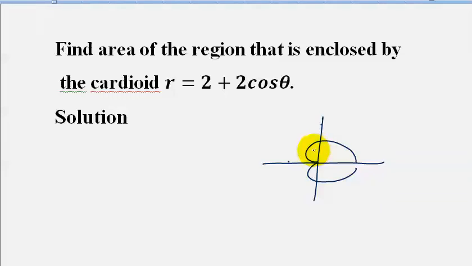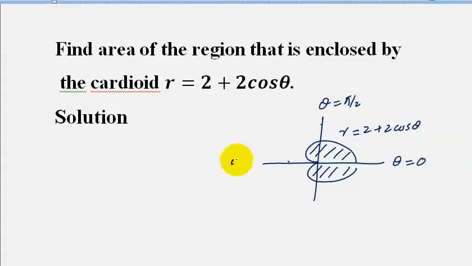This is a rough sketch of our polar curve. We have to find this area. Our curve is r is equal to 2 plus 2 cos of theta. Here theta is equal to 0, theta equal to pi by 2, theta equal to pi, and theta is equal to 3 pi by 2.